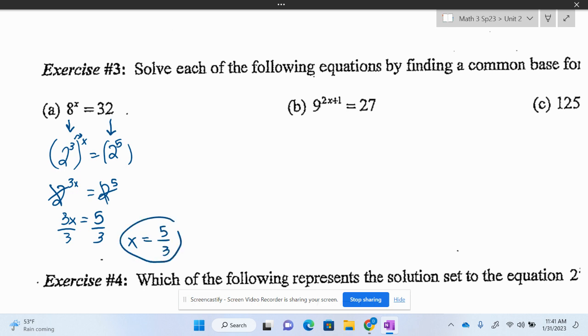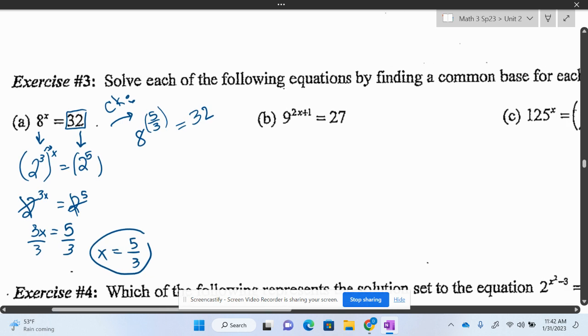Now, you know what? That's really crazy. I just don't even believe that. So can we put that into a calculator to check it? So can we take 8 to the power of 5 divided by 3? And if we did this right, what's it going to equal? Good job. Did we do it right? Yeah, we did. Okay. All right.